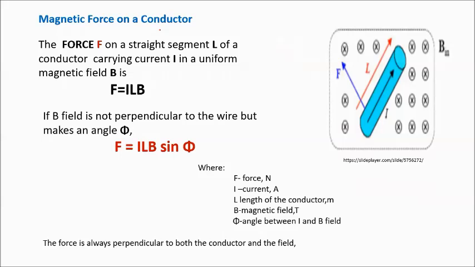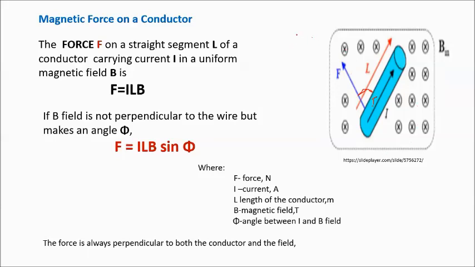Next is the magnetic force on a conductor. How to compute for the force when a conductor is in the magnetic field? Now, the magnetic field exerts a force on a current carrying wire with a direction given by the right-hand rule. Now, let's familiarize ourselves with this. This blue cylinder is the conductor. The arrow in the cylinder is the current I. This red arrow is the length of the conductor, and the force is at 90 degrees to the conductor.